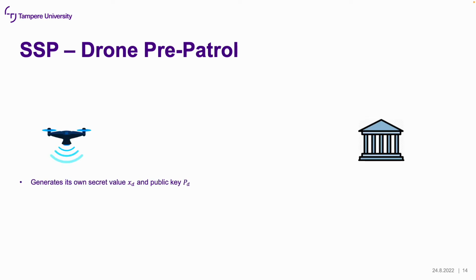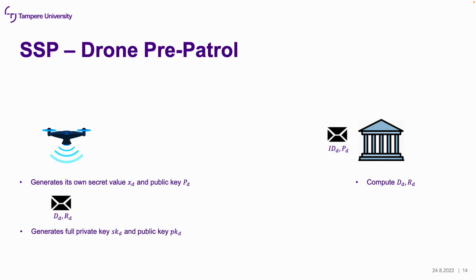The next phase is the drone pre-patrol phase, which is before the drone goes out to patrol a parking area. So we have the drone, we have the KGC. The drone generates its own secret value, XD, and public key, PD, and sends its identity and public key to the KGC. KGC computes the partial private and partial public key, and sends these back to the drone. Upon receipt, the drone is able to compute its full private key and full public key. Now, like that of the IoT device on the car, the partial private and partial public key are valid for a set amount of time. For this instance, we'll assume it's valid for just the flight time, let's say 30 minutes or 1 hour.